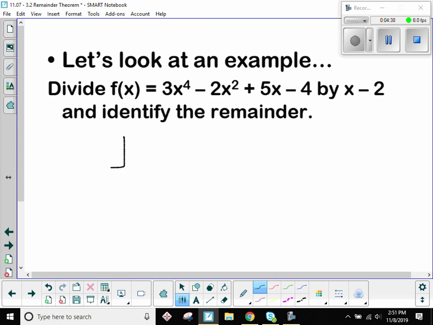What number are you putting in your box? 2. Very good. And are there any missing x terms? Yes, which one? x cubed. So you're going to do what there? Put in a 0.